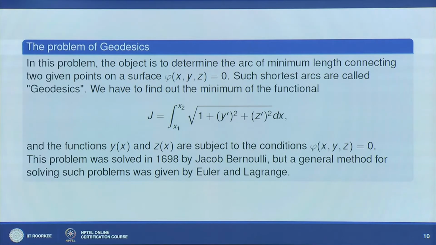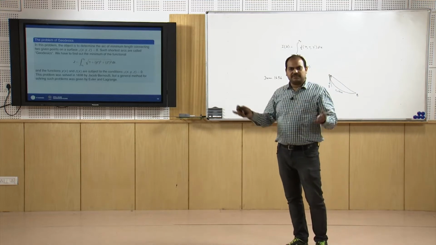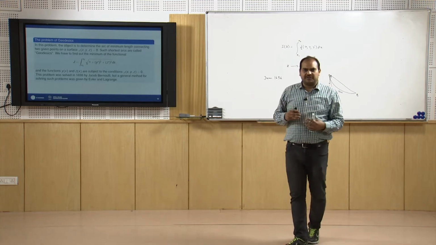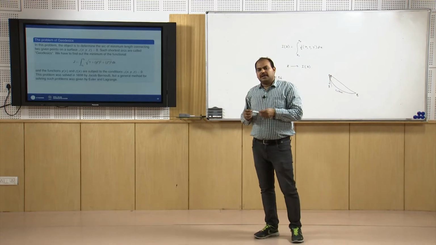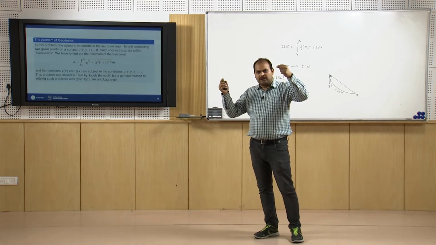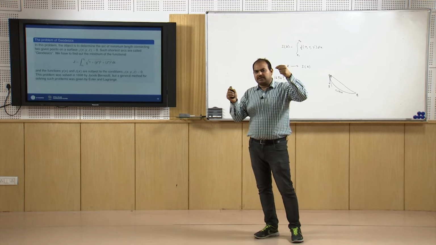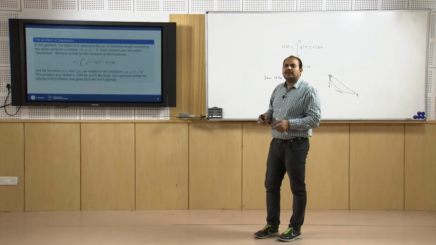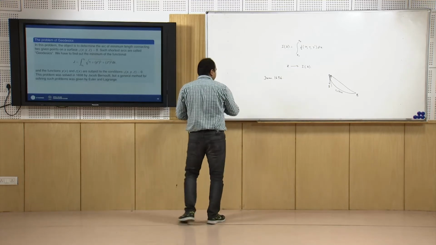So it means that we have a surface phi(x, y, z) equal to 0. For the time being, you can consider that the earth is the surface, or you can say that we have a sphere as a surface, and we try to find the minimum distance between 2 points lying on the same sphere. So here we have a surface and there are 2 points on that surface, and we try to find the minimum distance between these 2 points, and we can say it like this.